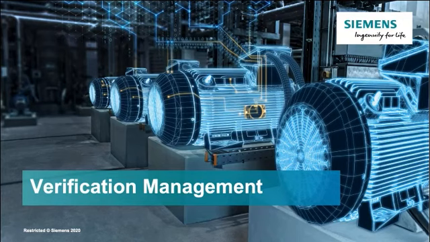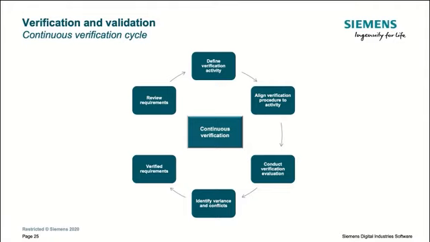So the last phase is the verification management phase, where a system offering continuous verification and validation is required. Continuous verification and validation can be offered by establishing traceability between the requirements and the verifying test cases. This starts with reviewing the requirements, then defining the requirements of validation activities in the form of test cases, aligning the verification procedures to the activity, conducting verification evaluation, identifying any variances and conflicts, and finally qualifying the requirements as verified.